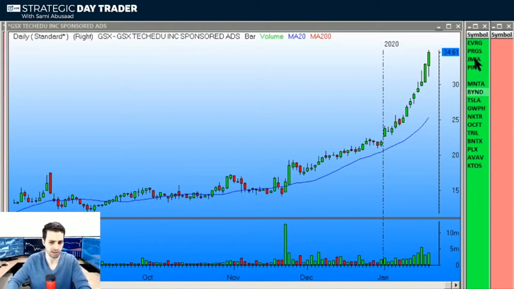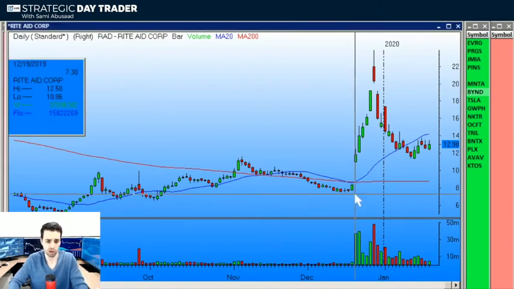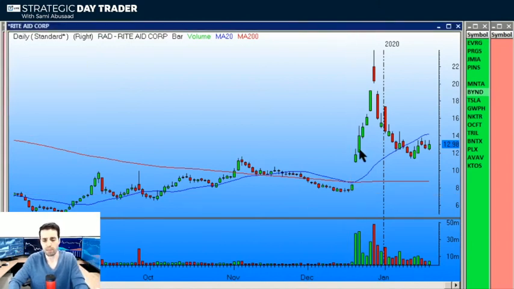Not as good, honestly, because if you look at the GSX, it's up a lot, but how much is it up? It's up 50%, let's say, right? Or since the beginning of the year, it's maybe up more than 50%, about 50%, maybe 75%. RAD was up 300%, 200%, I don't know how much. You can do the math. So it was up a lot more and printed a huge bar, right?